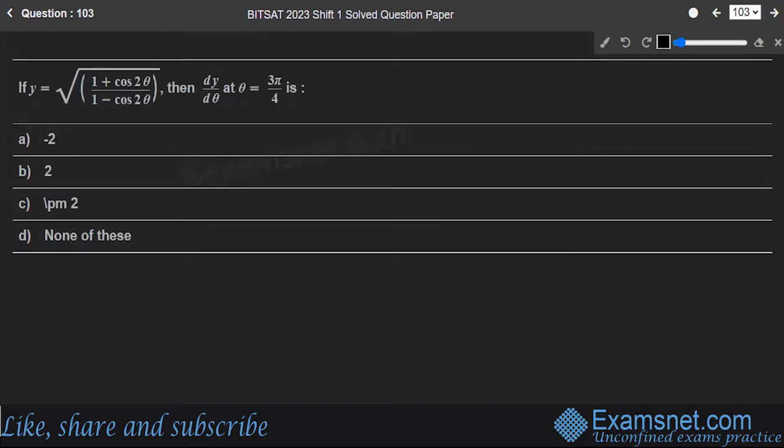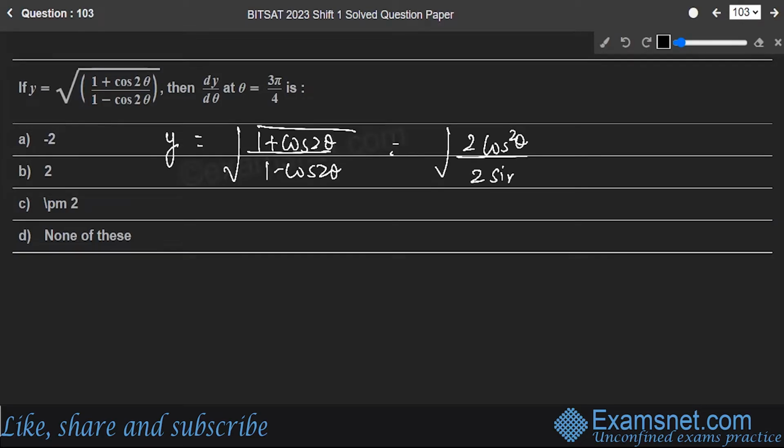It says if y is equal to root of this function, then what is dy by d theta at theta is equal to 3 pi by 4? Fine. Let's say this is y. So you have y is equal to 1 plus cos 2 theta divided by 1 minus cos 2 theta. This can be written as 2 cos squared theta upon 2 sin squared theta, which gives you cot theta. Right. So you have y is equal to cot theta.